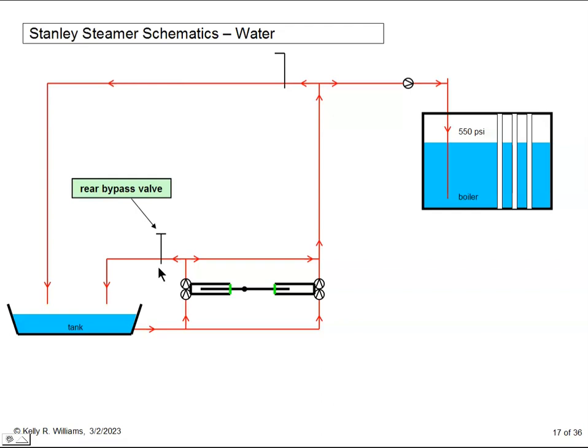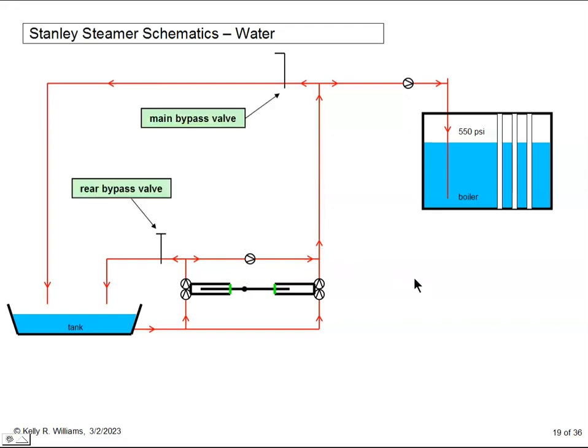Now we have another one of those situations when opening a bypass could allow the loss of something we want to keep. In this case, if the rear bypass was open, it would let water from the front pump go through this line back to the tank. So what do we need? Everybody together now. A check valve.